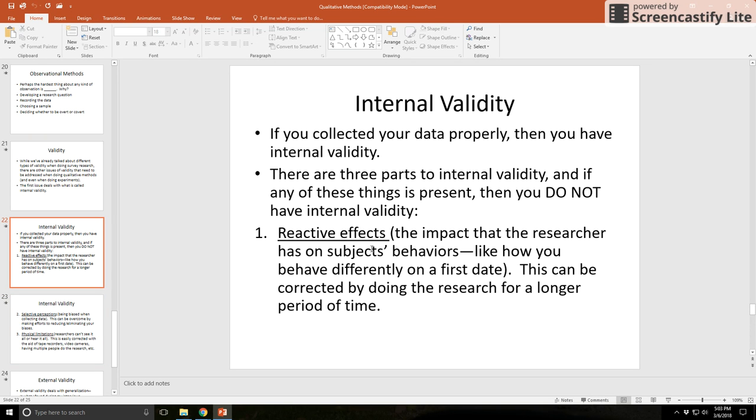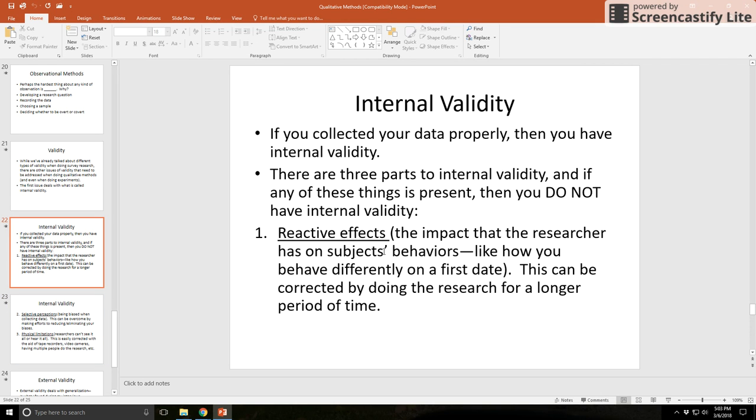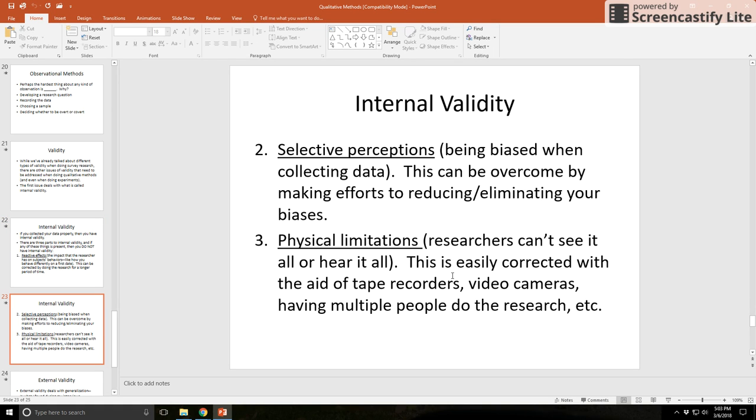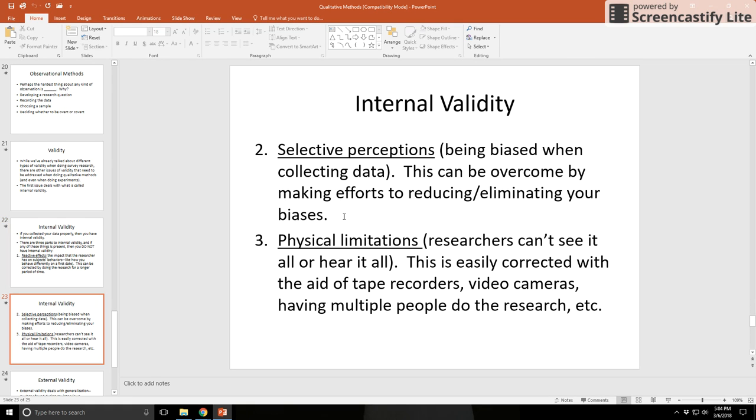So if people are reacting to my presence, or if I'm being selectively perceptive, or if I'm having problems recording everything, that's going to give me some problems, and the data I collect won't be valid or really accurate. Now, how do you overcome these issues? Well, try to research people over a period of time. Try to reduce your biases. Get a video recording machine or use your phone or something like that. But these three things will limit the accuracy, the correctness, the truthfulness of what you're studying. Because if I think I'm studying people and getting how they really are, but they're really just reacting to me, then I'm going to have some problems.